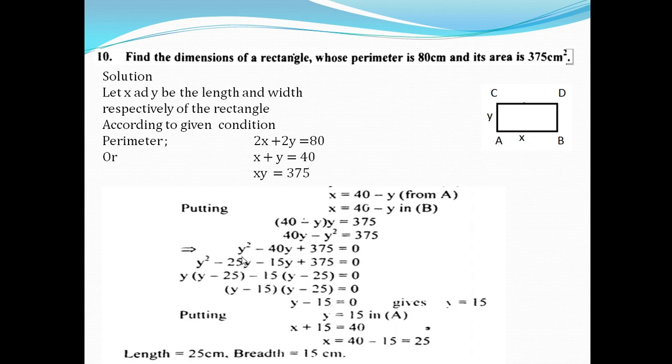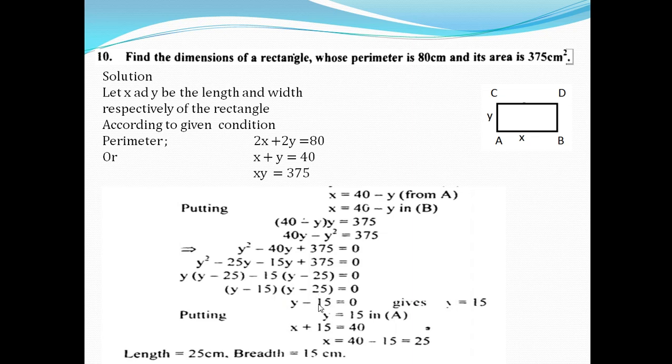And solve by the factorization middle term method, and then we get y square minus 25y minus 15y plus 375 is equal to 0. Two pairs, taking common from each. y square minus 25y, y is common, and minus 15y plus 375, 15 is common, second pair. y is common by this, y minus 25, and 15 is common by this, y minus 25. Again taking common y minus 25, then we get the value y minus 15.